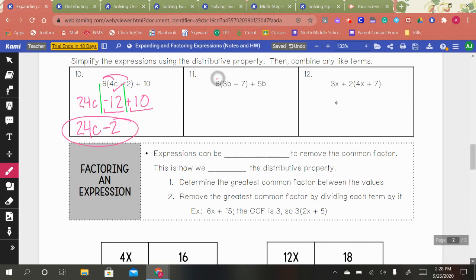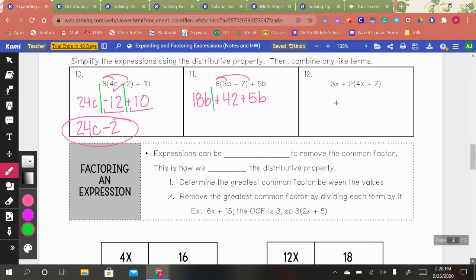Same thing on number 11. Distribute the 6. Split up the terms. Combine the like terms. 18b, 5b are going to combine up to be 23b plus 42. Again, the goal here is to simplify and make the problem more simple than it was before you started.